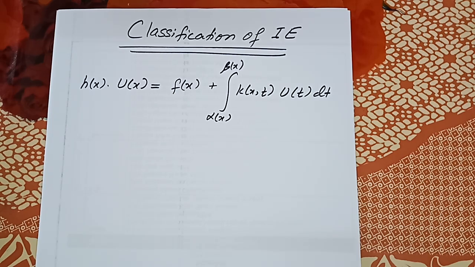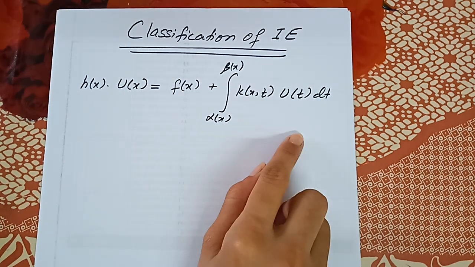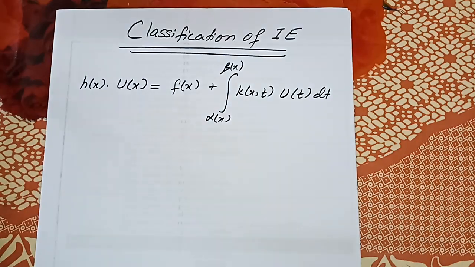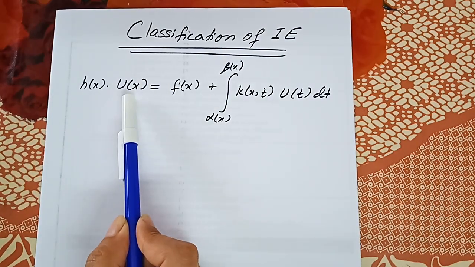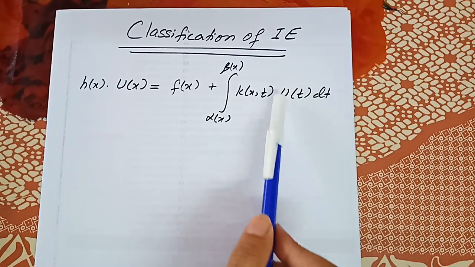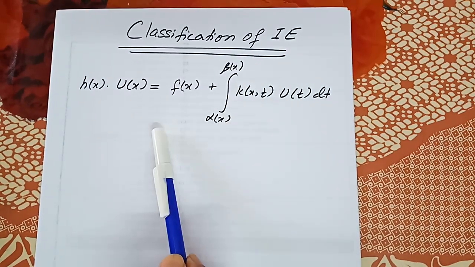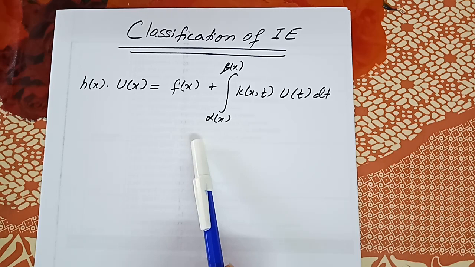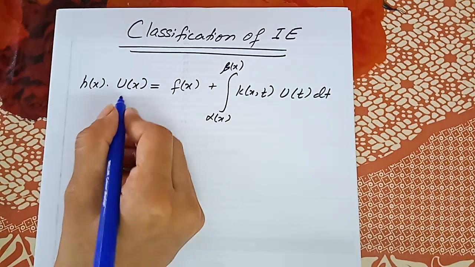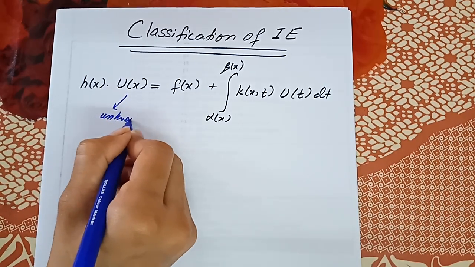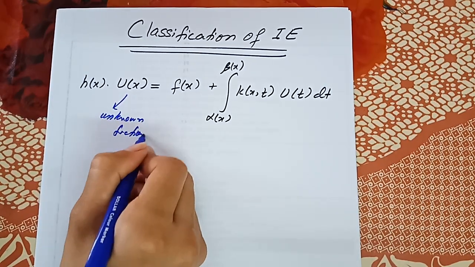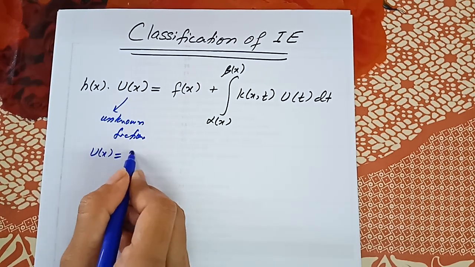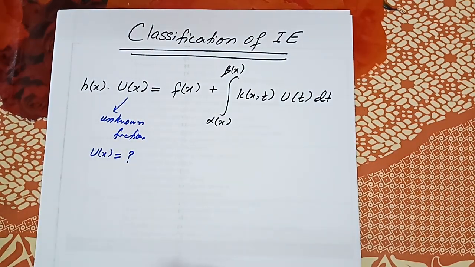So classification of integral equation, before moving on to that, you must know what integral equation is. An integral equation is a kind of equation in which the unknown function, here u of x is the unknown function, appears under the integral sign. Now this is the general integral equation. H of x times u of x is your unknown function here. This one is the unknown function that we want to find. Basically, in finding the solution, we are finding this u of x.